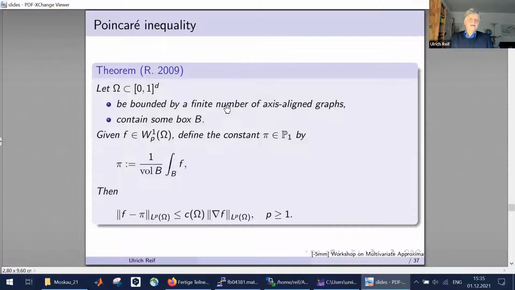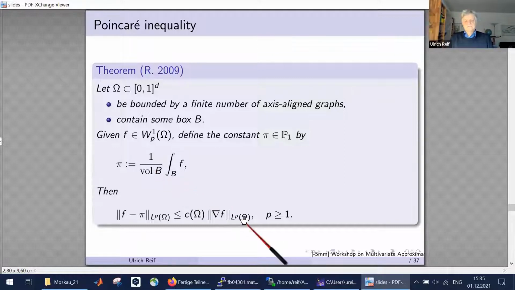Poincaré means how good can you approximate a function by a constant. This special case is requested in many applications. And here, the best way to construct the approximating polynomial is by simply taking the mean value, the integral of f over the box B divided by the volume of this box. So this average value is the best constant you can find.